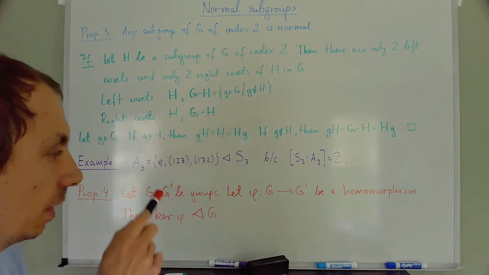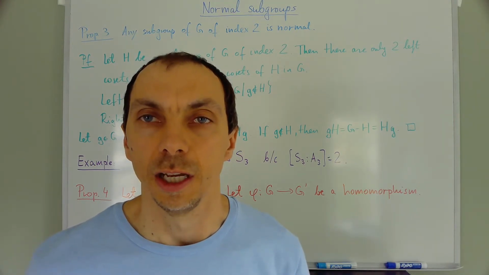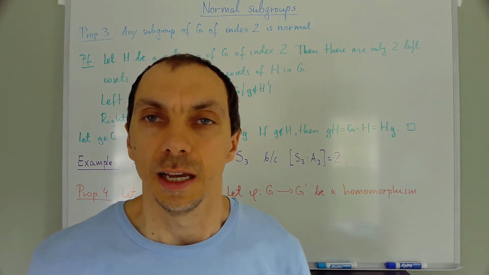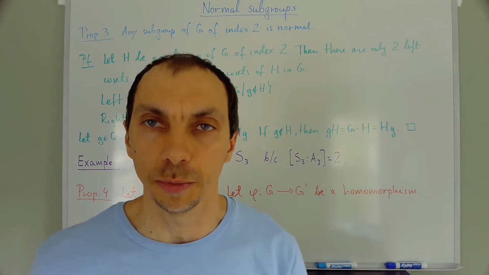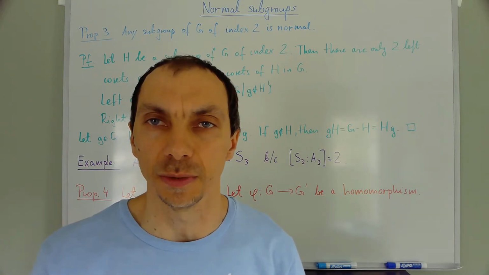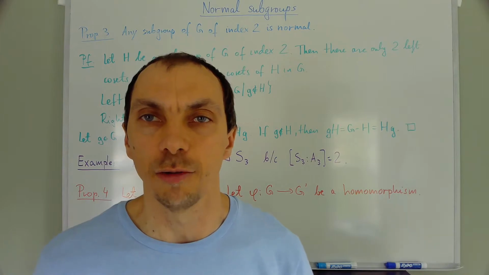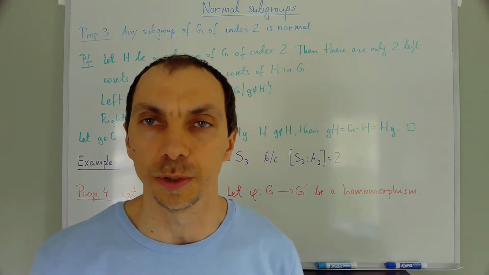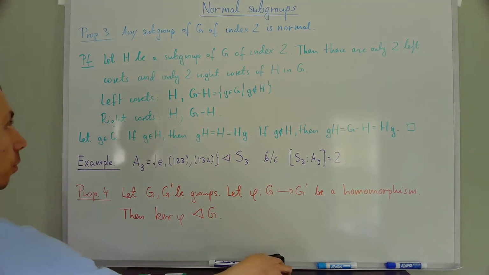And we're going to prove later, not in this lecture, but in a later lecture, that not only are kernels of homomorphisms normal subgroups, but every normal subgroup is the kernel of some homomorphism. So in a sense, constructing normal subgroups and constructing homomorphisms are equivalent. All right, let's prove this proposition.